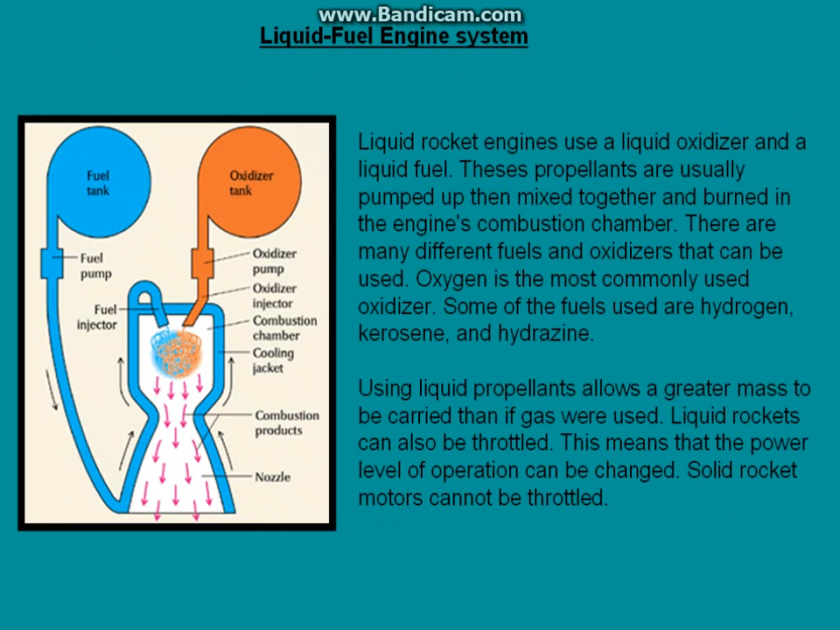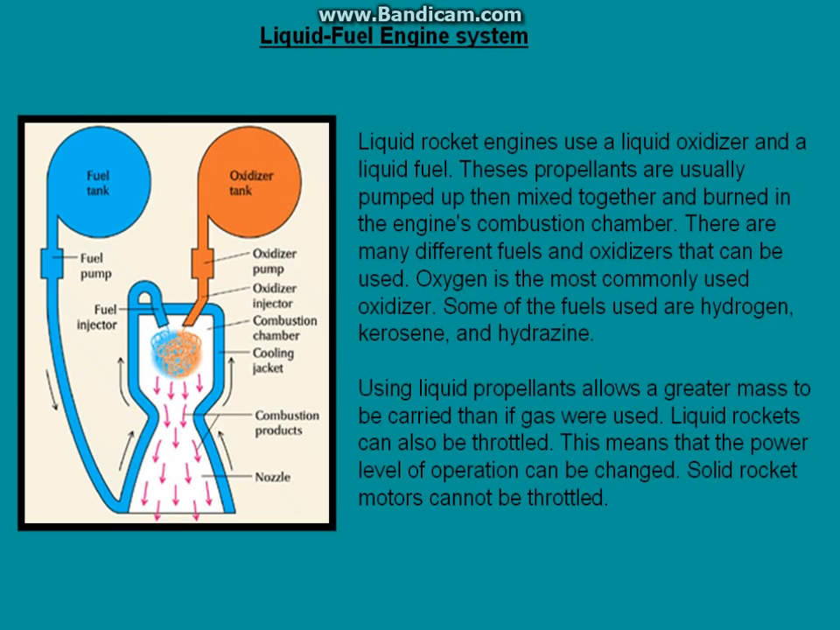Liquid fuel engine system. Liquid rocket engines use a liquid oxidizer and a liquid fuel. These propellants are usually pumped, then mixed together and burned in the engine's combustion chamber. If you think of this in a car, it is pretty much exactly the same. You have the fuel, the combustion chamber, where ignition takes place, and it all comes out from the exhaust. Whereas in a rocket, it just comes out of a nozzle.